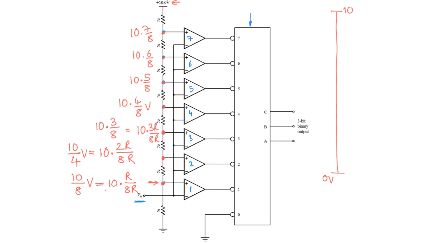At the center we have 10 over 2, which is 5 volts. Then you have 7.5 volts, and you have 2.5 volts, so this is 10 over 4, and this is going to be 10 times 3 over 4. Then you divide it further into another 2 levels.